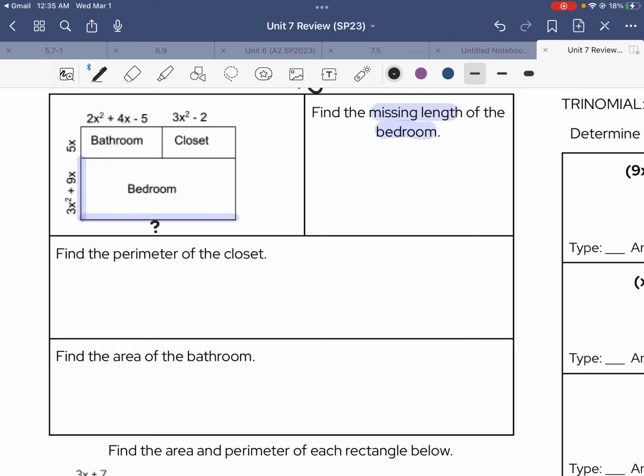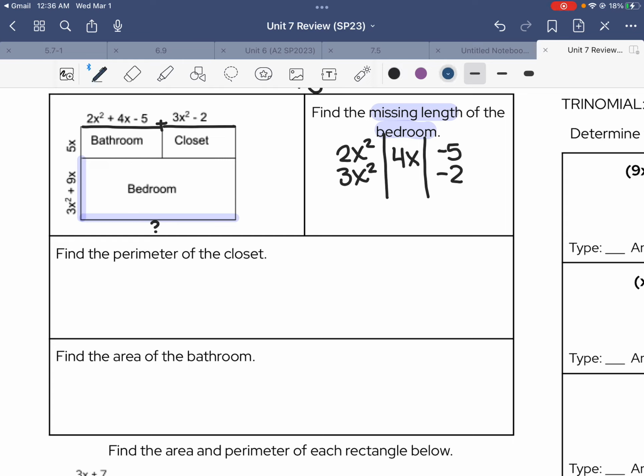If I look at the very top, though, I'll see that the missing side of the bedroom is just these two parts put together. So I just have to add them, which means I'm going to add my x squareds together. I'm going to add the x's together, but there's only a 4x. And then I'm going to add the regular numbers, or the constants, together. So make sure that you're only combining like terms, and then you just add them.